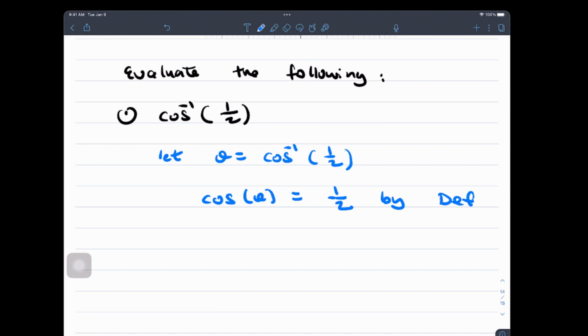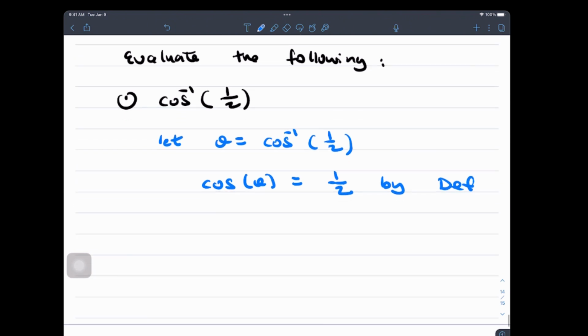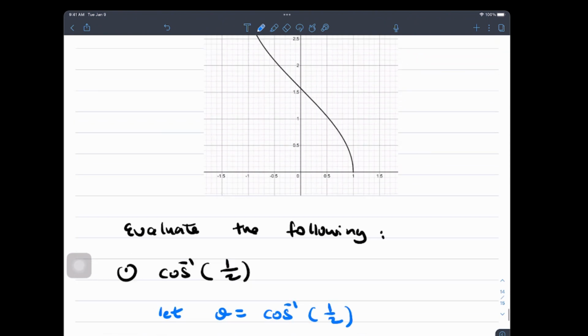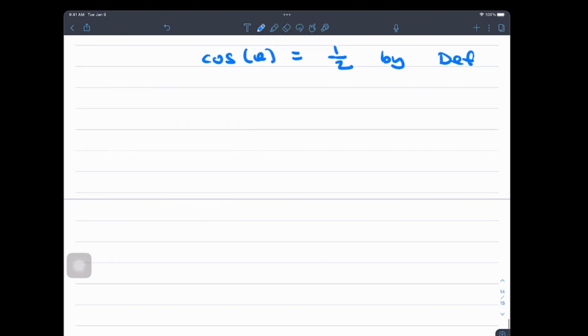Now, the devil's in the details, ladies and gentlemen. I want you guys to go back here because now, essentially, this is what we want to know. We want to know what is theta. What is theta, ladies and gentlemen? That's what we want to know.